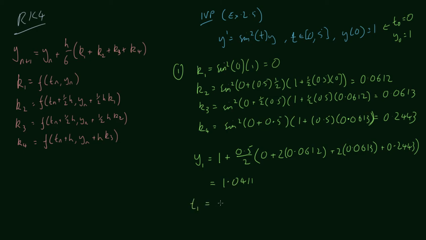t1 is equal to our initial value t0 plus h, which in this case is 0.5. I forgot to mention at the beginning of the video that the step length we're using is 0.5. So this is the first step of the Runge Kutta method. What I'm going to do now is go on to do the second step. I'm not going to do all the steps, that would be quite tedious.